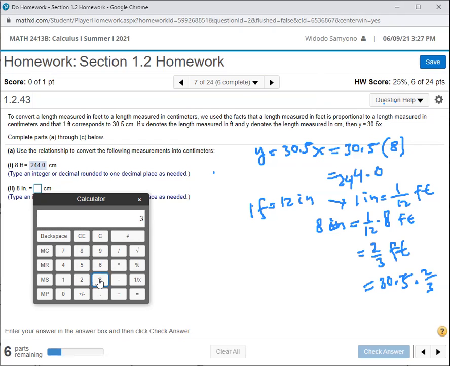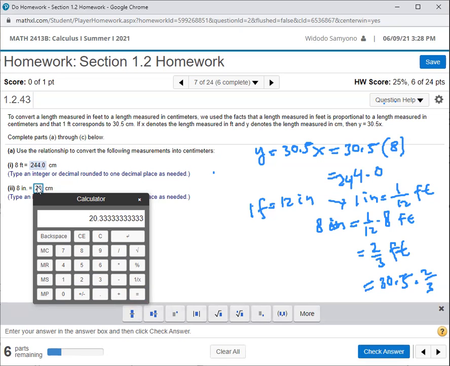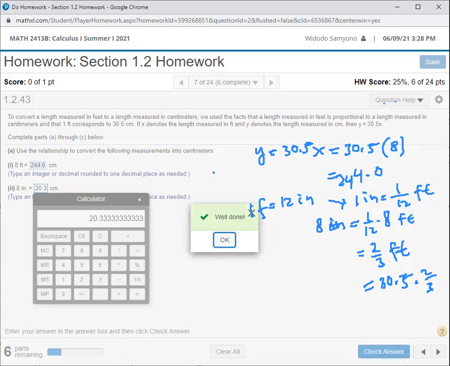So you have 30.5. Okay, now come here, right? 30.5 times 2, and then divide by 3, and round to one decimal place. So the answer will be 20.3, right? 20.3. Okay.